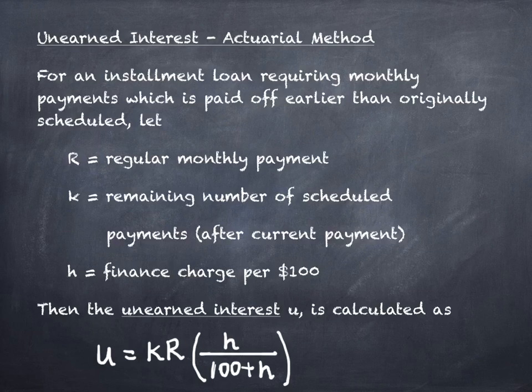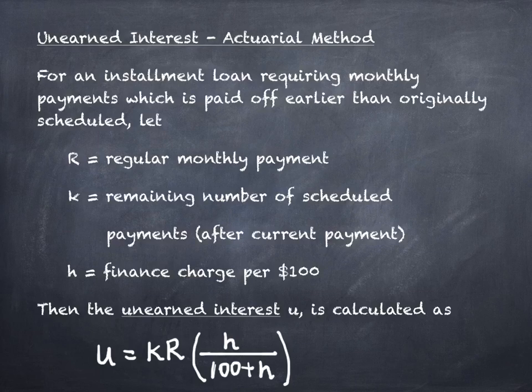So for an installment loan, like this dishwasher loan, monthly payments, which is paid off earlier than originally scheduled, we're going to let R be the regular monthly payment. K is the remaining number of scheduled payments after the current payment, right? So what you have left, the number of times you still have left to make your payment. H is the finance charge per $100. We just saw that a minute ago on how to find that. And then the way that we find our unearned interest, okay, and I'll describe that term in a minute, is calculated as K times R multiplied by H over 100 plus H.